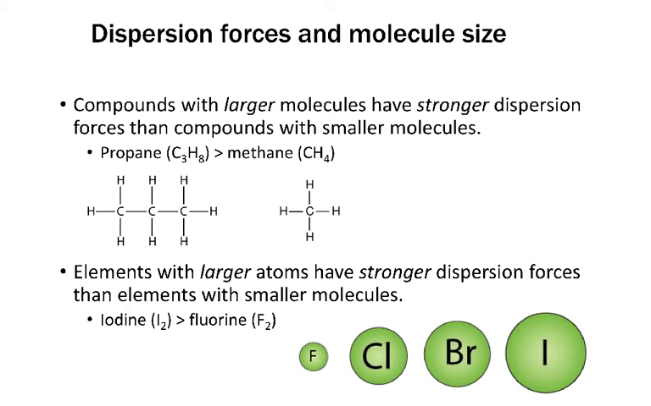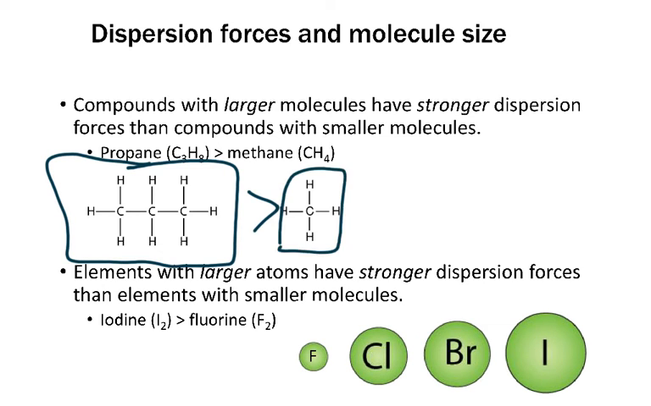For example, propane, which is C3H8, has stronger intermolecular forces than methane, which is CH4. So the smaller molecules cannot produce as strong of an induced dipole and have weaker forces between them.